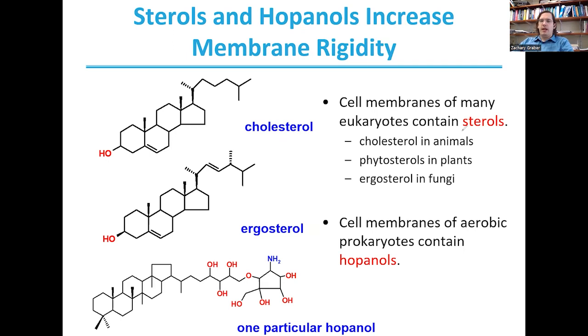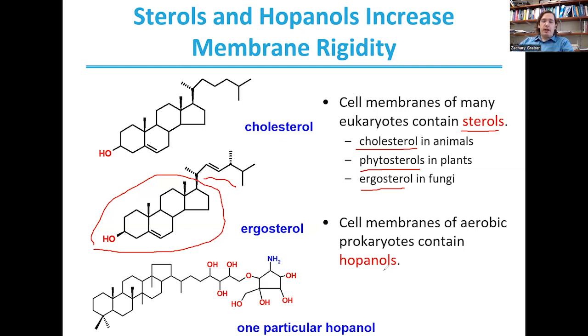Eukaryotic membranes will contain different kinds of sterols. So we have cholesterol, whereas other organisms will have other varieties of sterols. So we have phytosterols in plants or ergosterol in fungi. So notice with our ergosterol here, we still share essentially the same structure for most of it, but then our alkyl chain here at the end is modified compared to cholesterol.